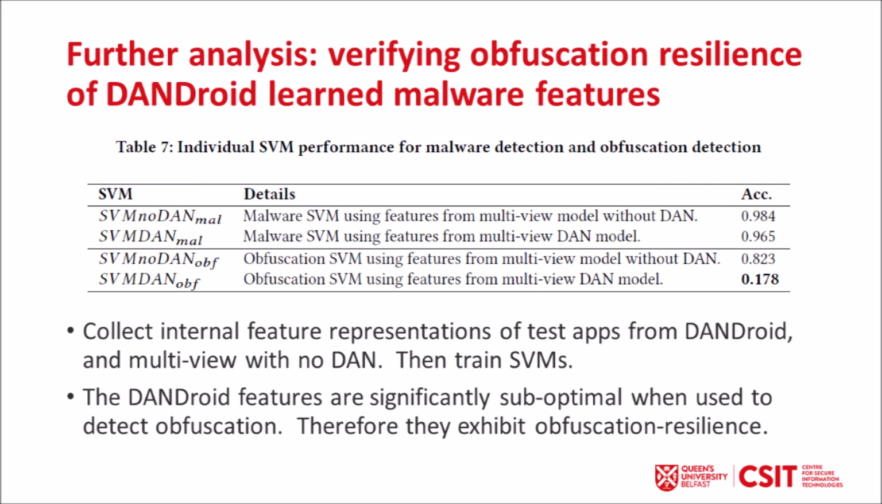We can see in Table 7 the features extracted from both DANdroid and the network without DAN are very useful for malware detection. As per the accuracy column, they are the first 2 rows. However, we then see that for the obfuscation SVMs, the features from the model that doesn't use DAN contain lots of information about obfuscation because the accuracy is 0.823. However, the features from the DAN model have very little information about obfuscation. And given the major difference in accuracy, we conclude the malware features in DANdroid are of little value in detecting obfuscation. Thus, the learning process is robust and exhibits obfuscation resilience.